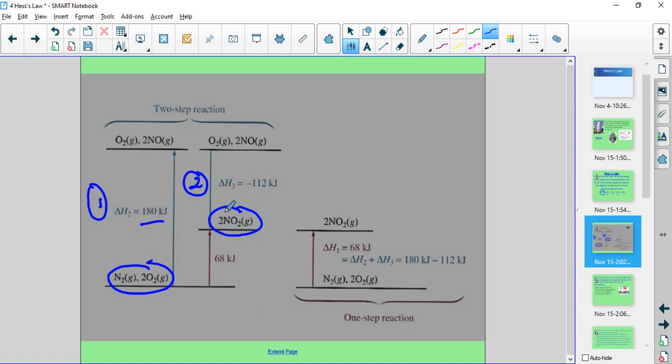All you then do is add these two: 180 kilojoules, and you add negative 112, it's really subtracting, and you get the enthalpy of the overall reaction, which is 68 kilojoules. Look at 68 kilojoules. All of those steps ended up leading you to the same place as if you went straight there, just like that elevator and stairs example.